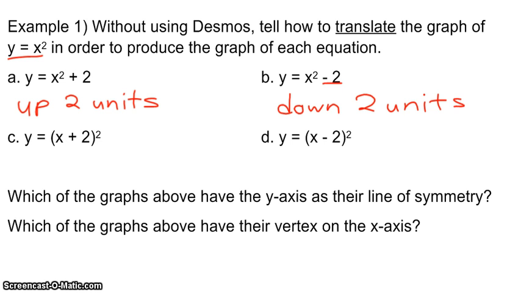Now for part C, we have the quantity x plus 2 squared. And when it's inside those parentheses, that means we're only moving left and right. And when it's a positive, think of the opposite, and we are going to move left 2 units.